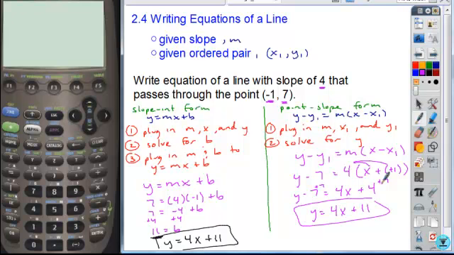And again, notice you wind up with the same equation. It doesn't matter which way you work through this. You'll wind up with the same result.